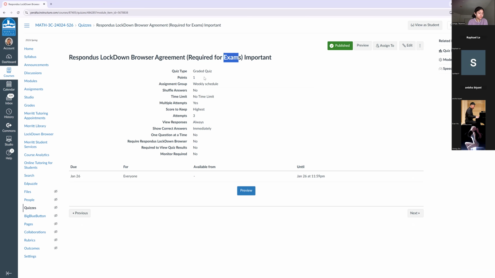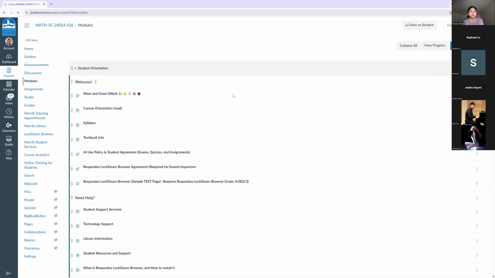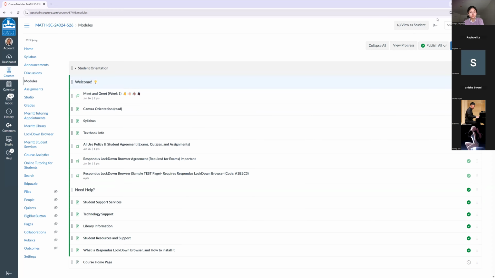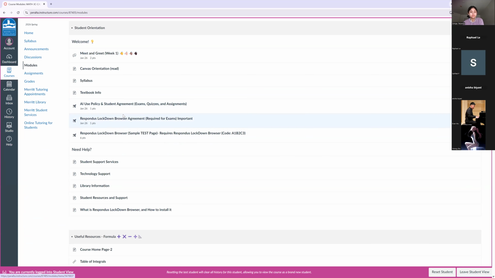Okay. So please read this one. This is a very important page. I'm going to show you quickly. Let's go to the module one more time for those who just joined. I'm going to show you the student view. Once you agree to the AI policy and lockdown browser, the next page is a sample test page. So click this.